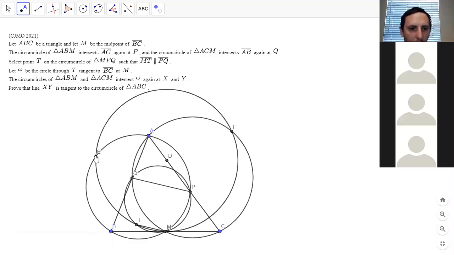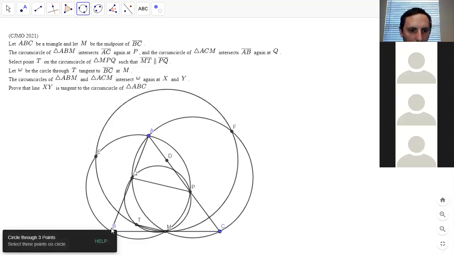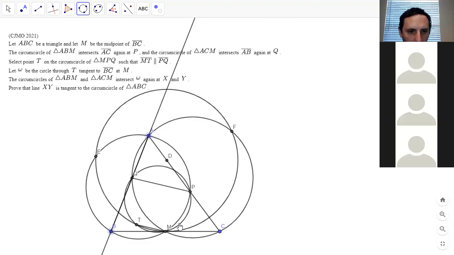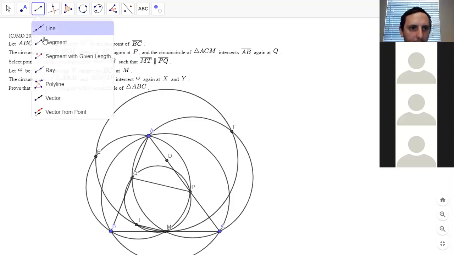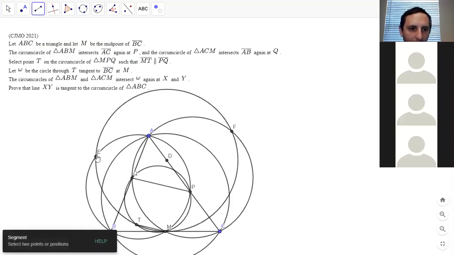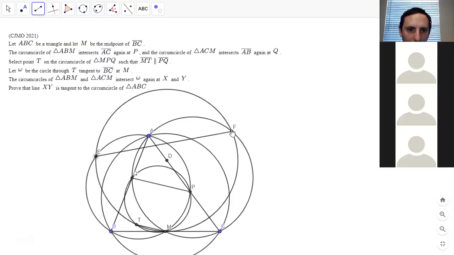Is this problem correct? Or maybe it is. Let's see. It looks like EF intersects the circle twice, though. That's the thing. Maybe not. A is on EF. No, I did something wrong, I think. Or the problem's wrong.